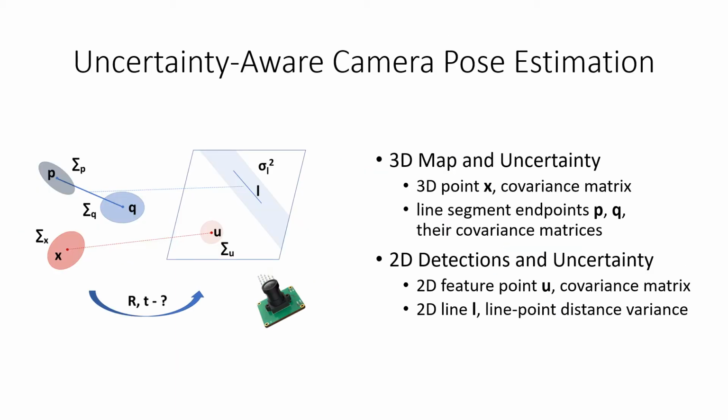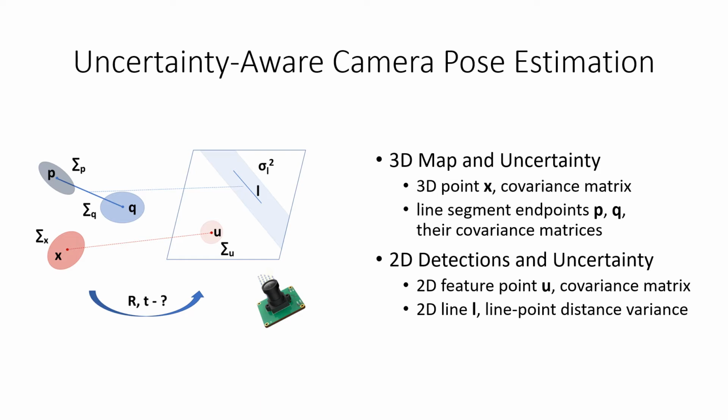We assume that a 3D point X is projected onto the 2D point U on the image plane. The 3D point covariance matrix sigma X and the 2D point detection covariance matrix sigma U are known. The line segment is represented using its 3D endpoints P and Q with corresponding covariance matrices. The line segment projection is defined as a 2D line equation with known variance of line point distance measured in the image plane.